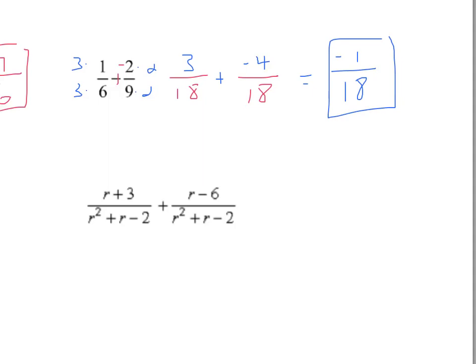And that's a real simple example of adding and subtracting fractions that do not have variables in them. And this ends Section 6, Video 1.